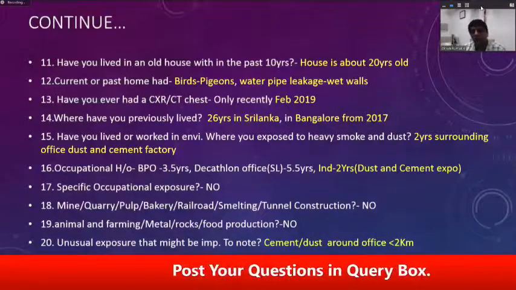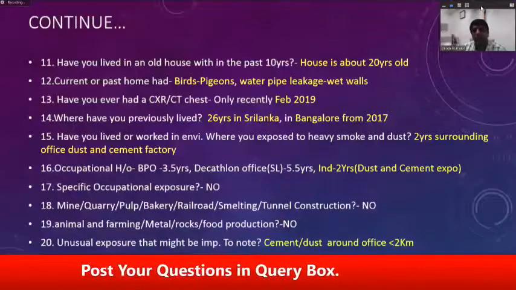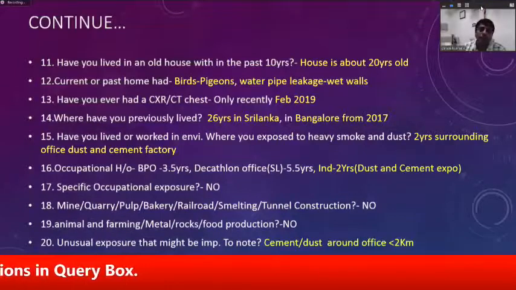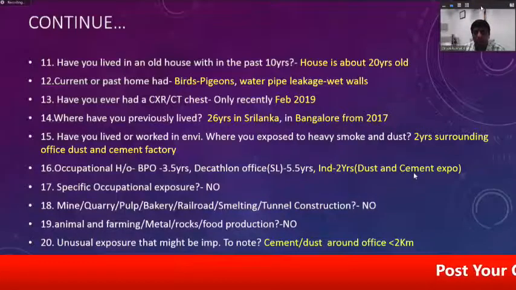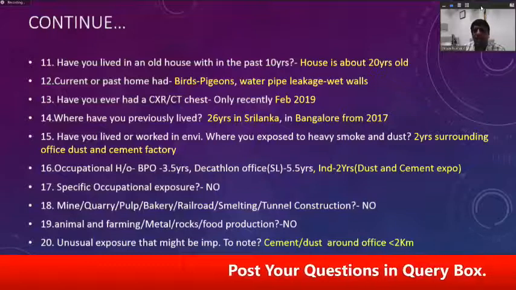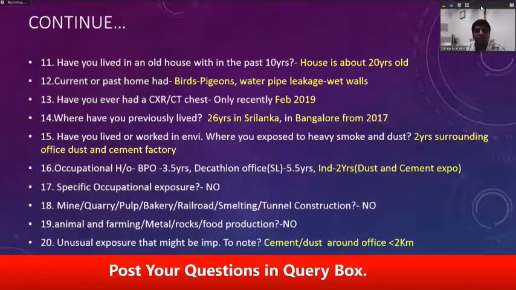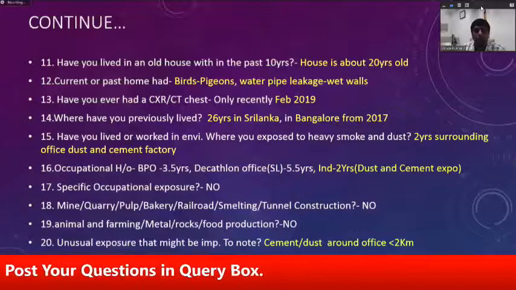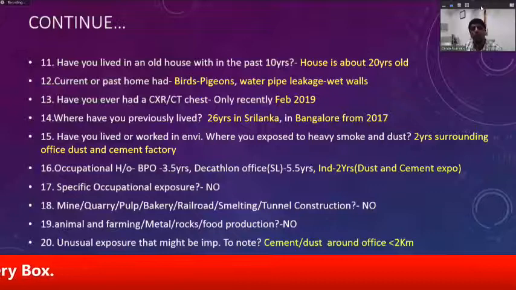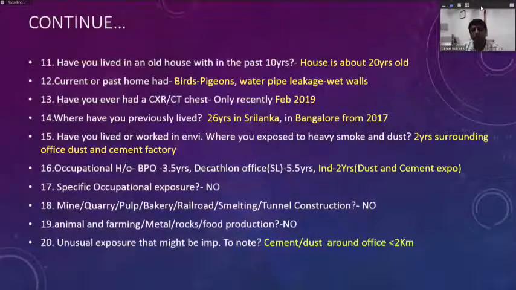These are two things which give us some sort of environmental history. She was born and brought up in Sri Lanka for the past 26 years, and for the past 2 to 2.5 years she has been in Bangalore, working as a sales executive at Decathlon. Occupationally, she was exposed to a tremendous amount of cement and dust, and there was also a cement factory less than 2 kilometers from her workplace. So this summarizes a young female who is coming with shortness of breath and cough predominantly, with some environmental triggers, and working in a place with a lot of dust and cement, also contributing to this.